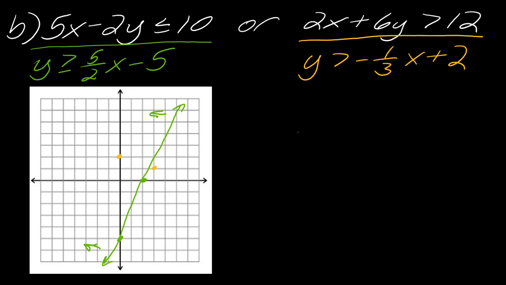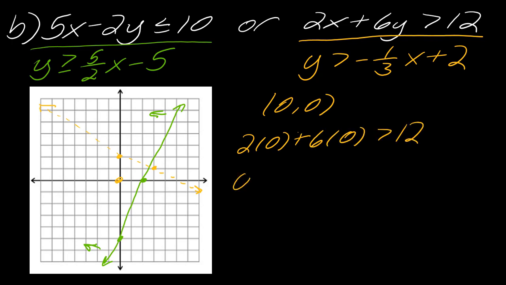And then in this case, I want a dotted line. So there's my dotted line. Okay, so same thing as before, I need to just figure out which side I'm going to shade. So I choose a point at random. I always try to choose the origin if I can. So I'll just plug this in. So I get 2 times 0 plus 6 times 0, so is that greater than 12? Well, that tells me that 0 is greater than 12, which is false.